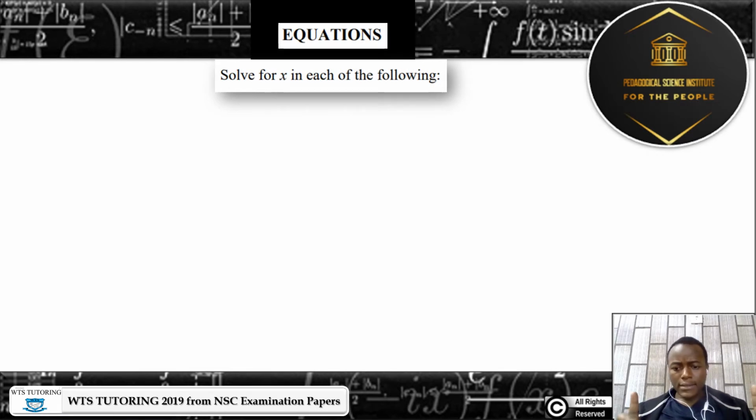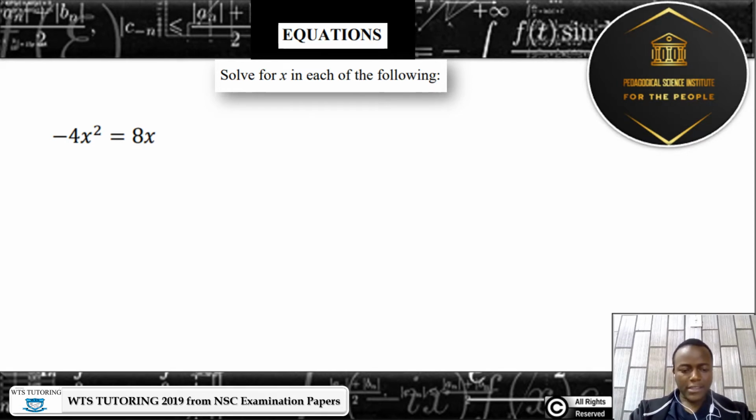Okay, let's first take a look at equations. And in this lesson, you're gonna know how to solve for x using probably all possible questions that they can examine in the examination. So let's start with this question. It says solve for x in each of the following. You are given minus 4x squared is equal to 8x. Then the question says solve for x.